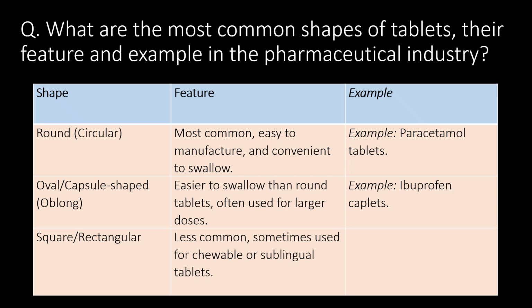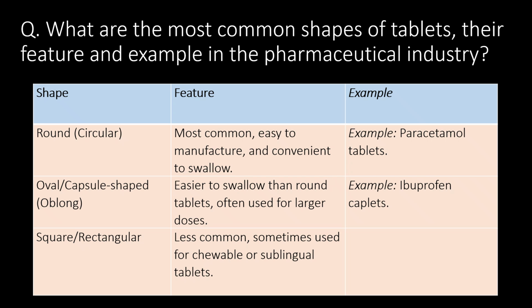Very important question. What are the most common shapes of tablets, their features and examples in the pharmaceutical industry? First, round or circular. These are most common, easy to manufacture and convenient to swallow. Second, oval or capsule shaped oblong. They are easier to swallow than round tablets, often used for larger doses.